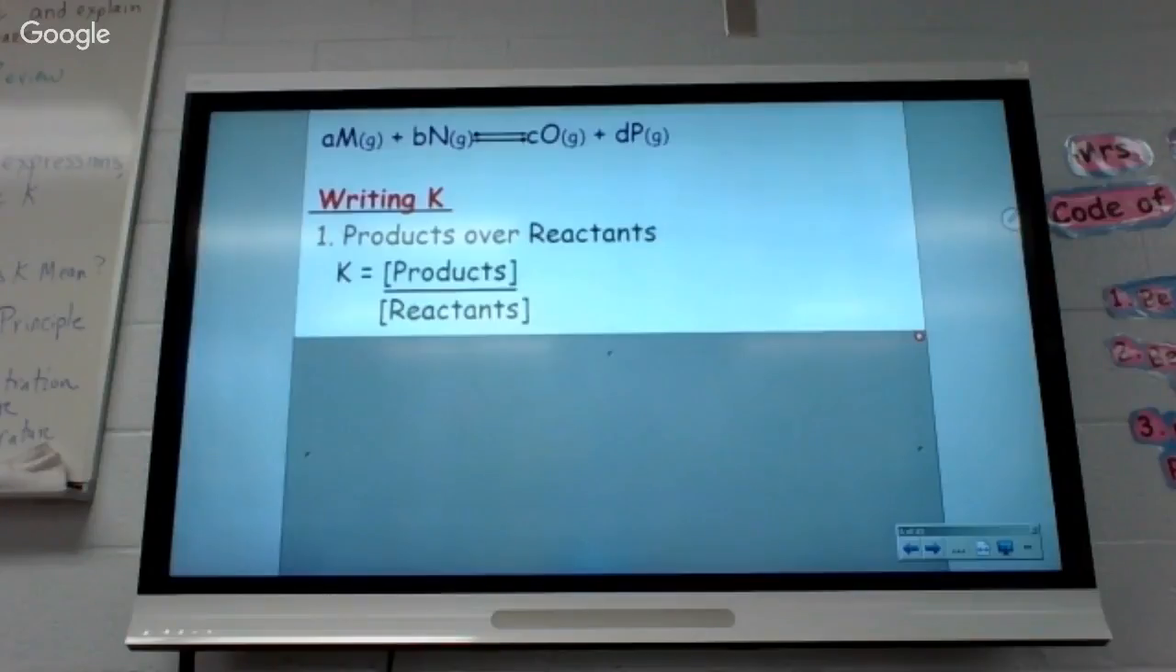The products have to go on the top. The reactants have to go on the bottom. You can't switch it up. If you do, you get the wrong answer. Products on top, reactants on the bottom. Okay? The brackets stand for concentration. That's all they represent. So whatever concentration they give you, that's what the brackets are shorthand for.